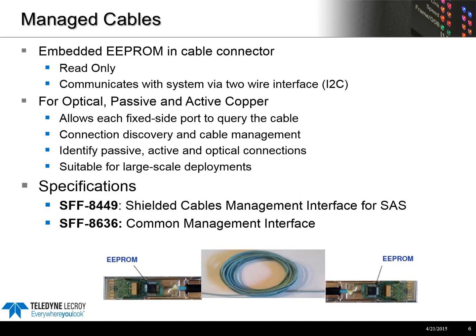We have discovered that there are some HBAs out there that if you do not use a managed cable, even though it is a 12G rated cable, if it doesn't announce its presence to the HBA, it'll automatically not allow it to run faster than 6G.